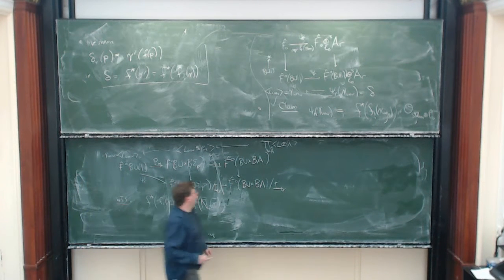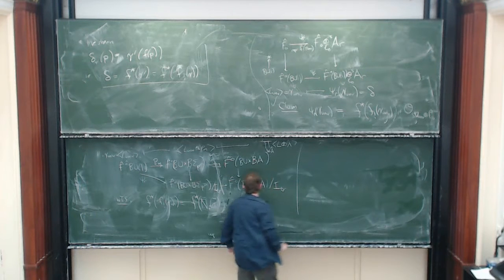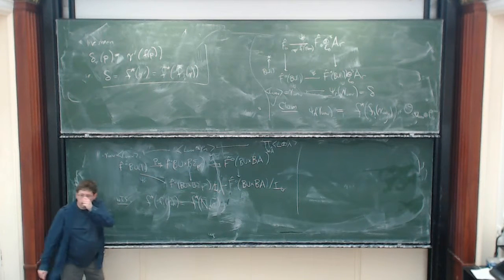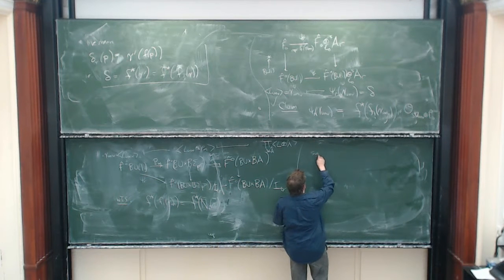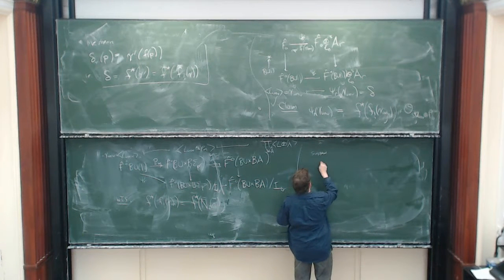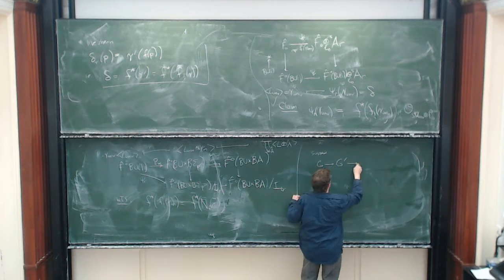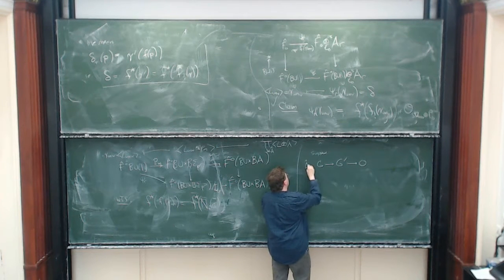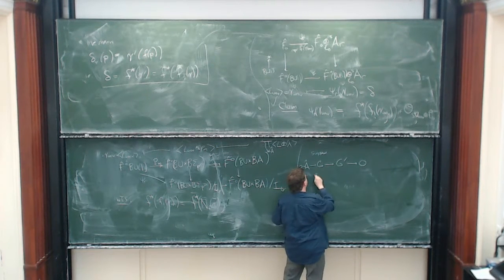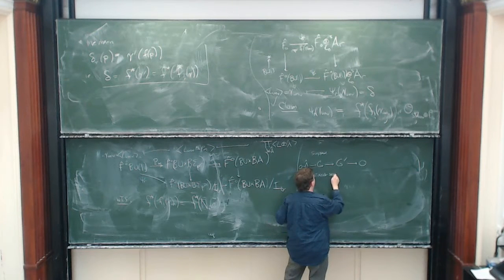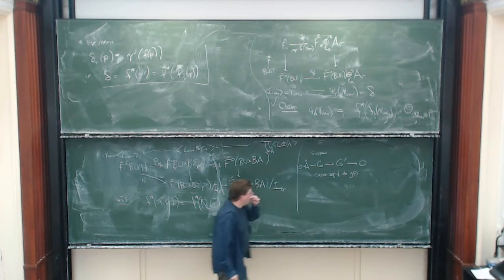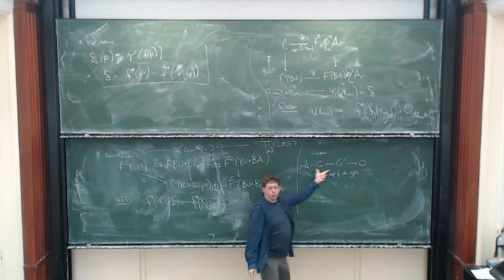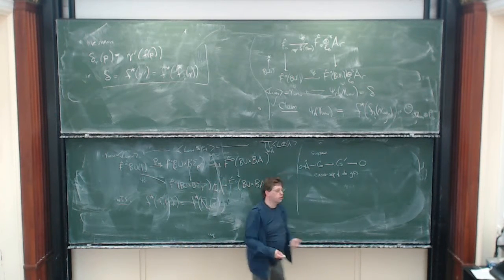Now, let me not belabor this. Let's just think about an easier situation where I actually have physical groups. So suppose I have an exact sequence of actual groups, abelian groups, an exact sequence. So in this setting, I could think about functions on these groups valued in some commutative ring. Let's not worry about what ring.